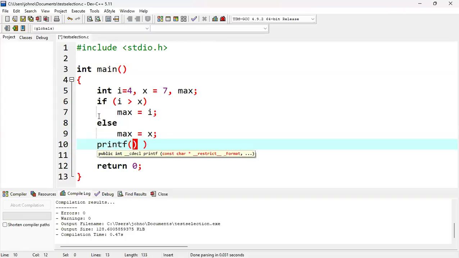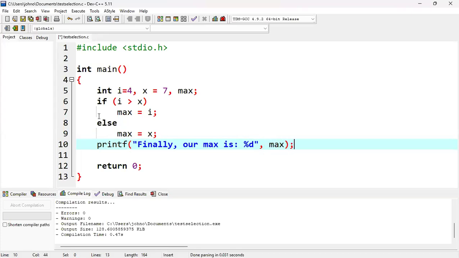Printf: finally, our max is, let's leave a space, max. Okay, I hope this makes sense to you. Does this make sense? Do you understand everything? Okay, please, just a minute.